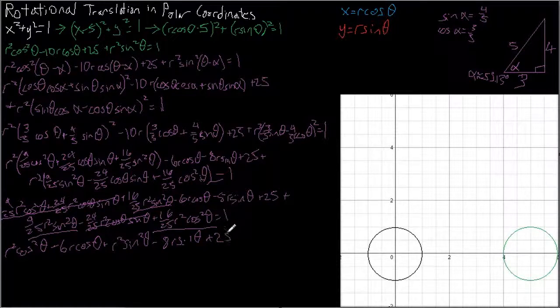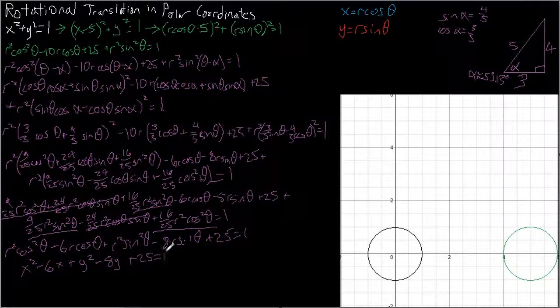This to me looks like a good time to change from polar coordinates back into rectangular coordinates. R squared cosine squared theta is just x squared. Minus 6r cosine theta, that's minus 6x. Plus r squared sine squared theta, that's y squared. Minus 8r sine theta is minus 8y. And there's plus 25 equals 1.